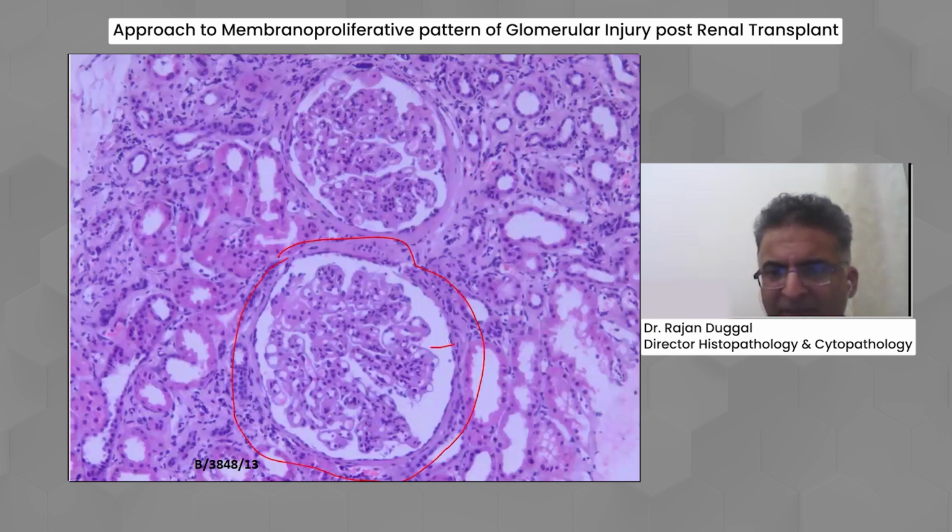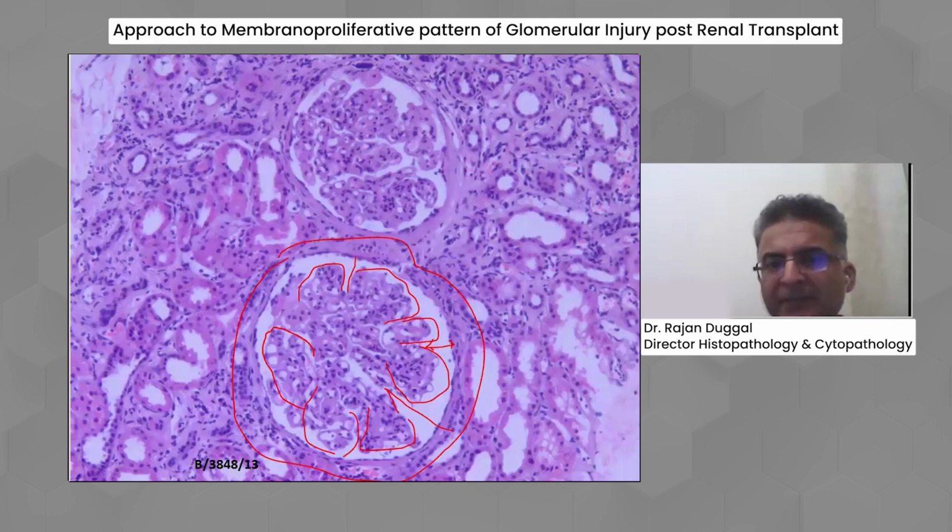This space between the Bowman's capsule and the capillary loop is called the urinary space. What you can appreciate in this glomerulus is that there is a tuft, then there is a space, then again a tuft, again a space, then again a tuft like this, and a space again, then again a tuft like this. Whenever you find this kind of spacing between the glomerular tuft, that is called lobulation.